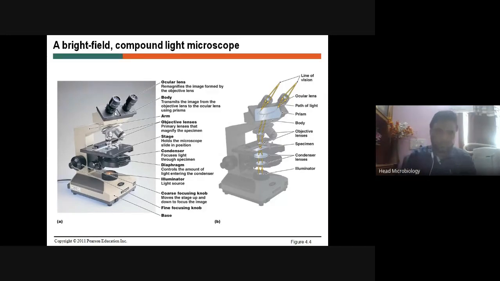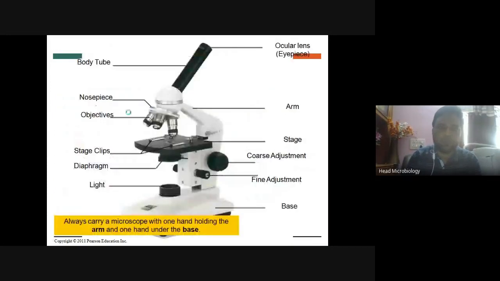In between these two there is an adjustable point, so that the two lenses can be adjusted. They can be moved here and there. In some binoculars, one ocular is fixed with a camera, so you can take the image using one lens, and with the other lens you can see with your eyes. These two lenses are fixed over the body. This is called the body. This is actually the body tube.